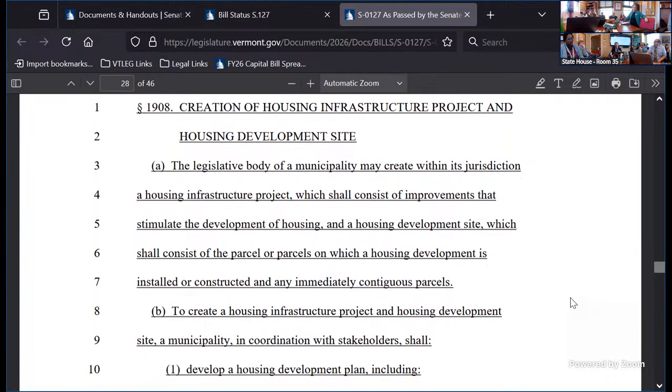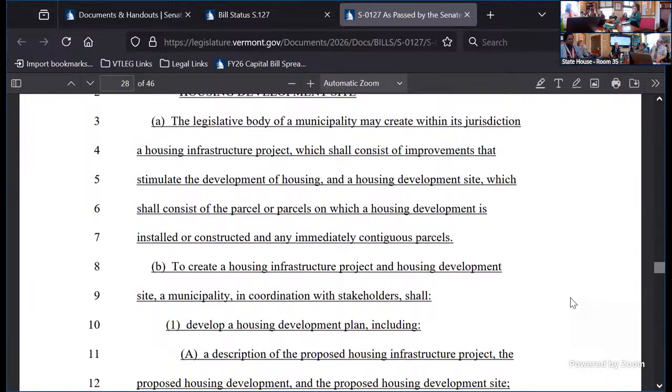So what does a municipality do? The legislative body may create within its jurisdiction a housing infrastructure project. It's really what I was referencing when I said there's cute or funny wording. It's creating a plan really, which shall consist of improvements that stimulate the development of housing. So it's infrastructure, stimulating housing, and a housing development site, which shall consist of the parcel or parcels on which that housing development is installed or constructed, and any immediately contiguous parcels. So what they're really doing is creating that site and coming up with a plan.